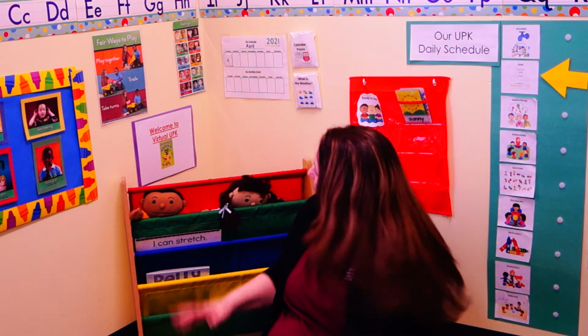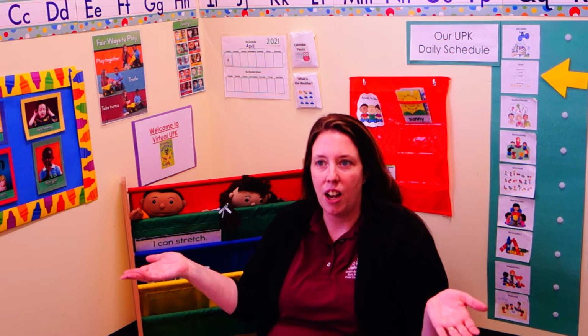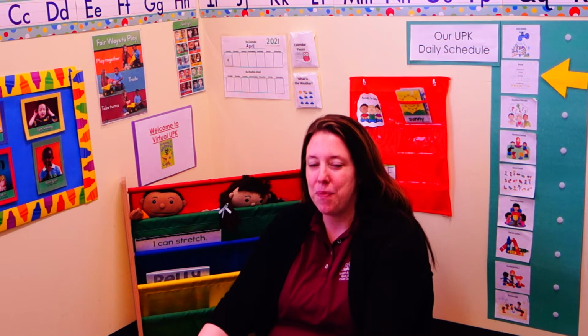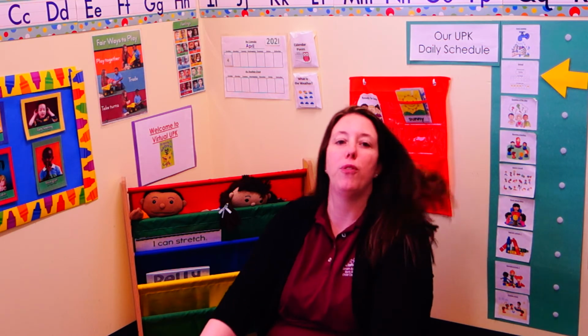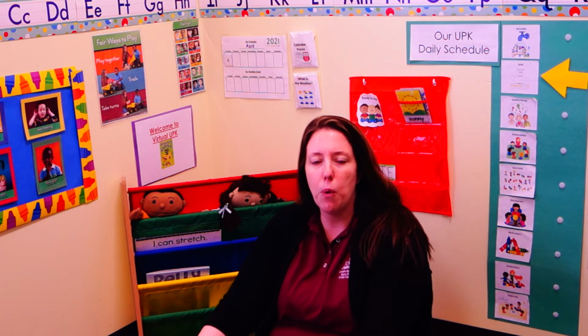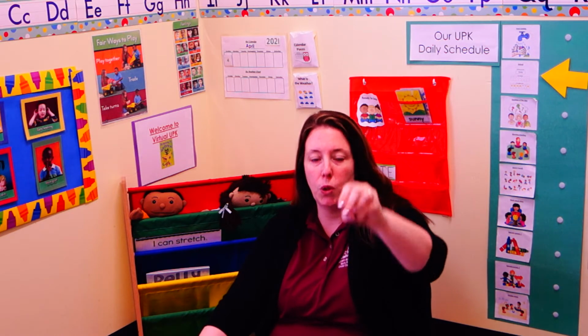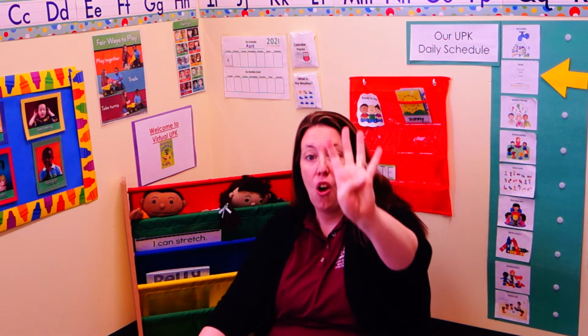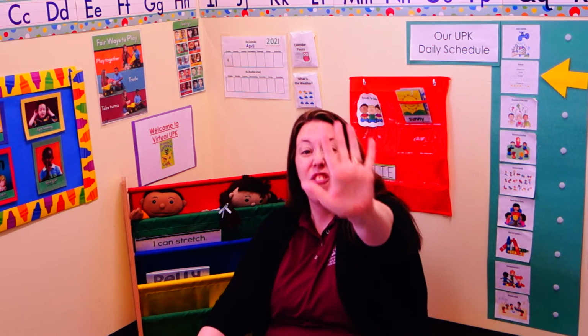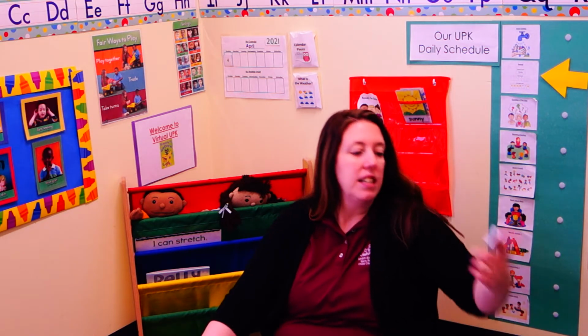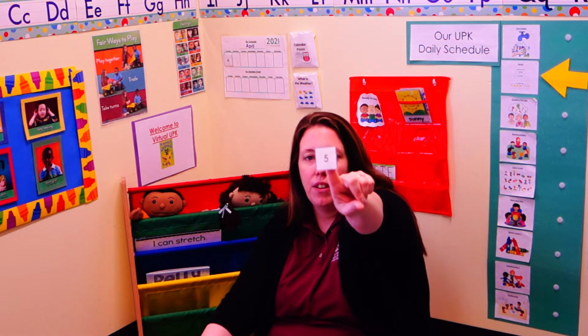Wonderful job, friends. If yesterday was Sunday, what does that make today? Oh, there's Sunday and there's Monday. And if yesterday was the number 4, what does that make today? Let's start at 1 and count together. Ready? 1, 2, 3, 4, 5. Wonderful job, friends. Today is the number 5.